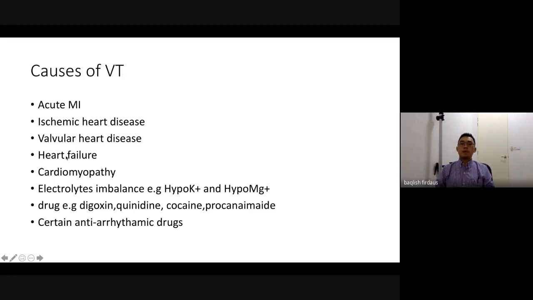Like atrial fibrillation, electrolytes are always important. You must make sure there is no hypokalemia and hypomagnesemia. That's why for every patient in CCU or patient who has acute coronary syndrome, you must make sure the potassium is more than 4 and the magnesium is more than 1 millimole per liter. And certain drugs can also cause VT.